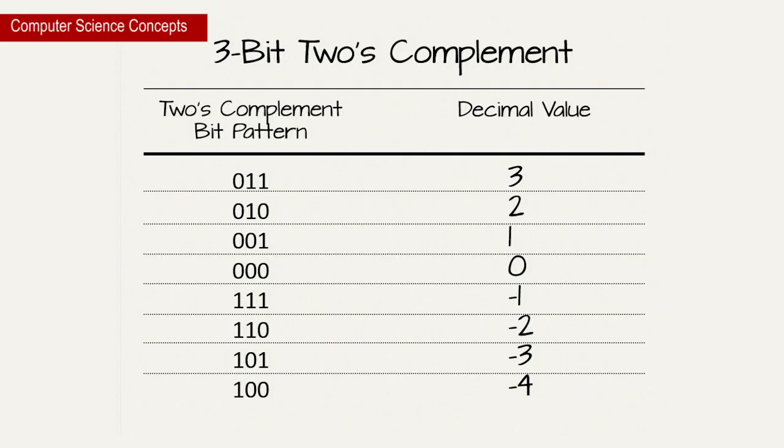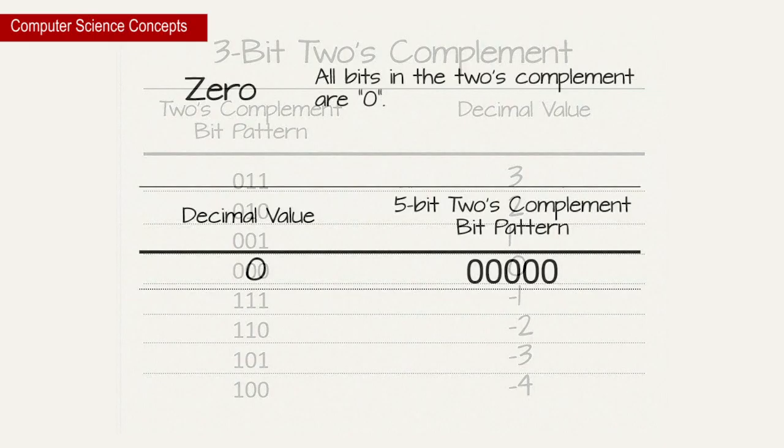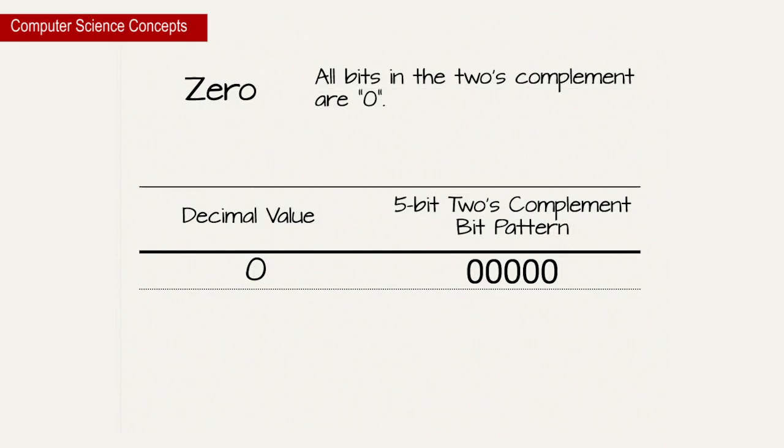This table shows the bit patterns of all the 2's complement with 3 bits and their corresponding decimal values. You should notice that, since we are looking at 3-bit 2's complement notation, the integers that can be covered are from minus 4 to 3. How do we obtain these bit patterns? For the 0 value, the bit pattern is all zeros.